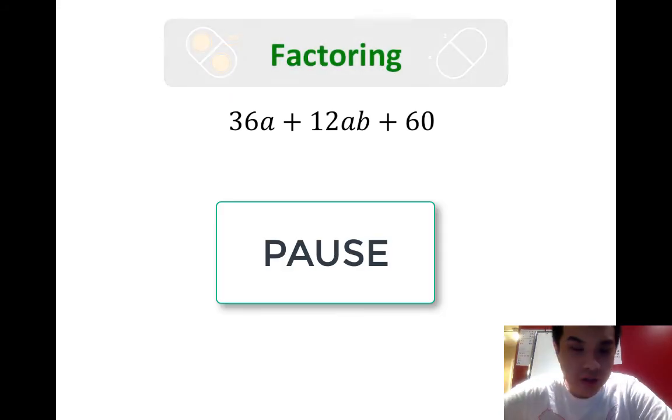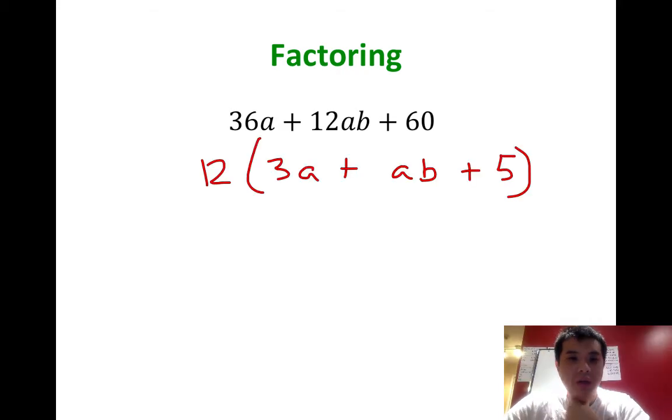I want you guys to try out this problem. Factor this algebraic expression. Go ahead. If you were able to do it correctly, you should have gotten 12 times (3a plus ab plus 5). The reason for this is the greatest common factor between 36, 12, and 60 is 12. After that, if you take a look at the variable parts, not all of the terms have an a. The last one does not have an a, and only the middle term has a b. So you can't factor either the a or the b from this expression.